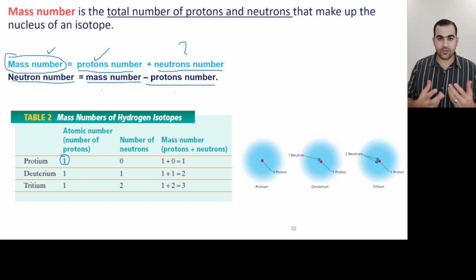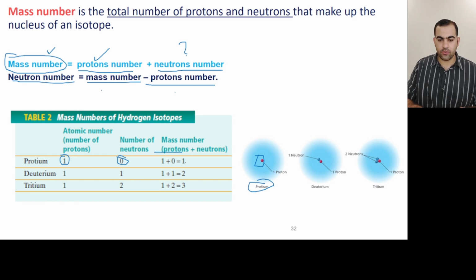We don't need electrons number for finding the mass number. Number of neutrons is zero. Protium has 1 proton and no neutron, so the mass number is 1 proton plus 0 neutron equals 1. Deuterium has 1 neutron and 1 proton: 1 plus 1 equals 2. This is the mass number of deuterium. Tritium has 1 proton and 2 neutrons, so the mass number equals 3.